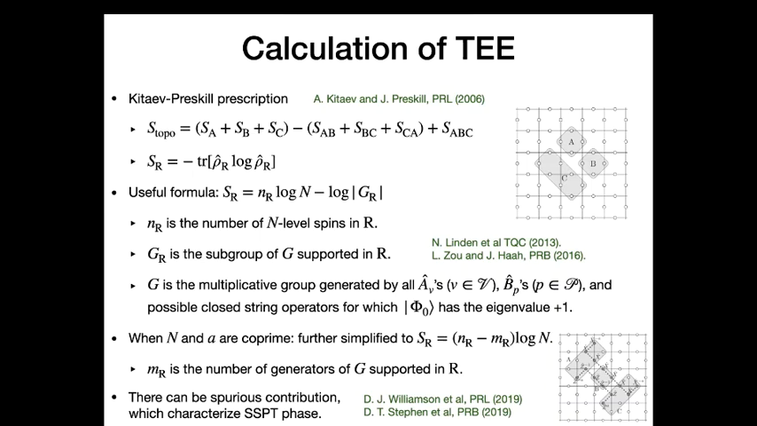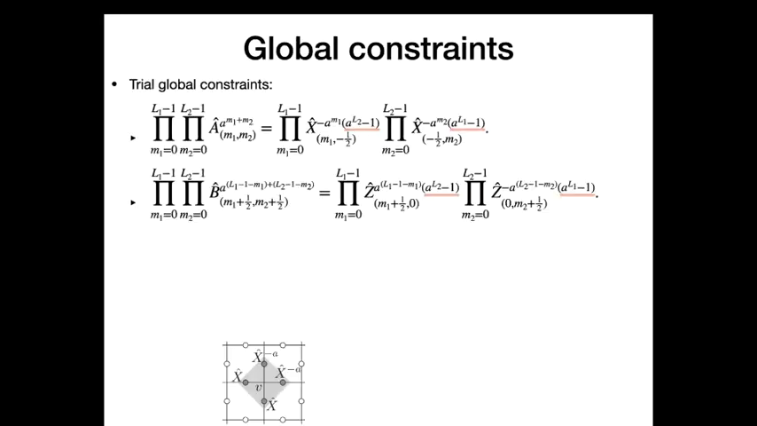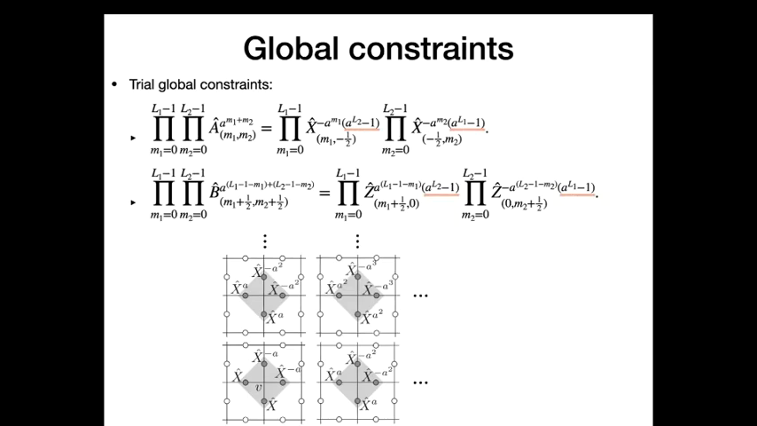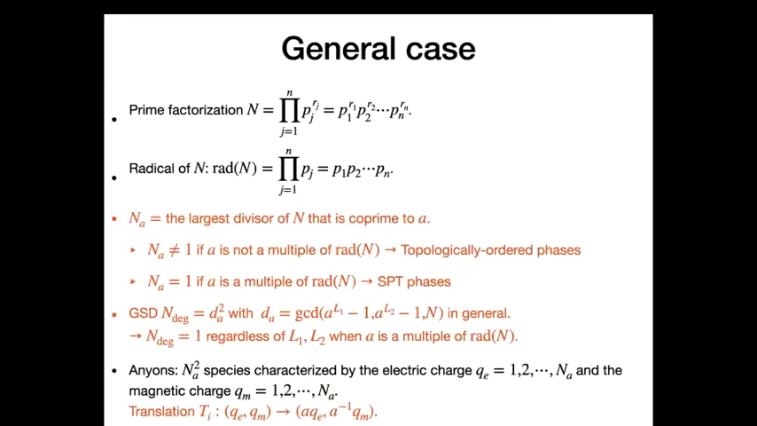That's right. But the anyon spectrum changes. The total number of anyons, the number of anyons, doesn't depend on system size. That is given by N_A squared, and that just depends on N_A. The definition of N_A was the largest divisor of N that is coprime to A. So this doesn't depend on system size.